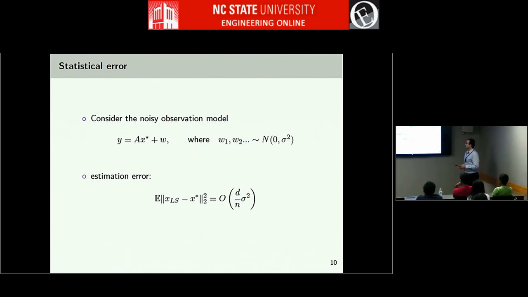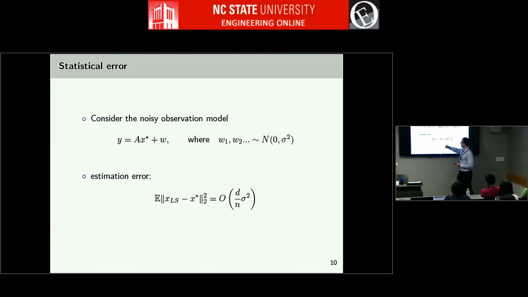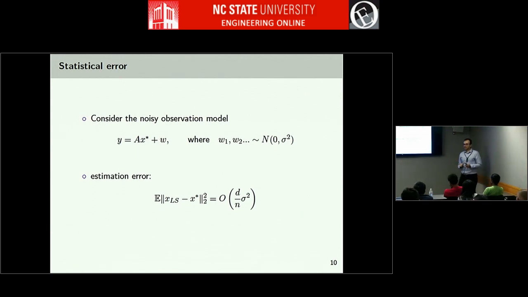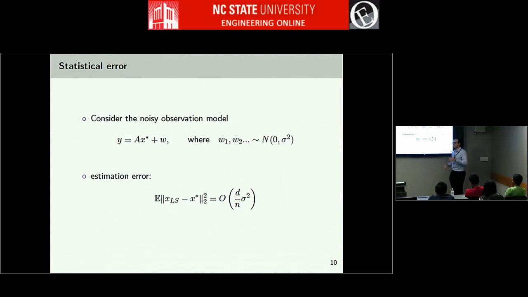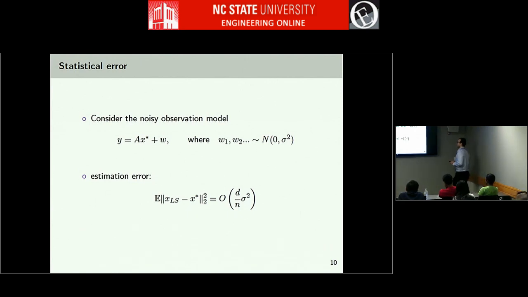And we can look at its estimation error. If I find the least squares solution and compare it with the ground truth in this model, the expected squared norm will be like d divided by n times the noise variance. And this is a very classical scaling in statistics. If I have n measurements, n equations, d unknowns, d parameters, the error decreases like d divided by n times the noise variance. Okay, very classical scaling in statistics.